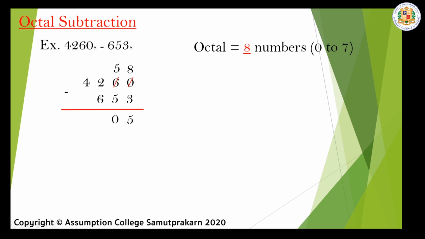2 minus 6 cannot be, so we will have to borrow from 4. So we cancel 4, 4 becomes 3, and 2 becomes what? Okay, we can borrow 8 numbers from 4, so 8 plus 2 becomes 10. Okay, so 10 minus 6 is 4. 3, there's no number here anymore, so bring down 3. The answer is 3405.